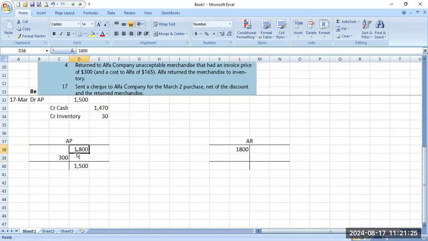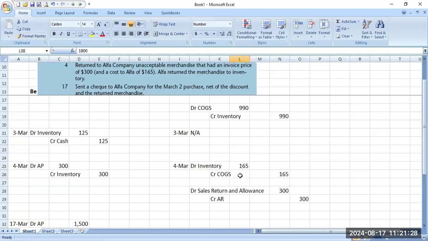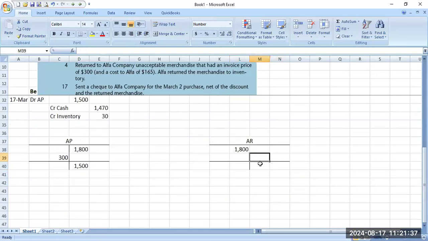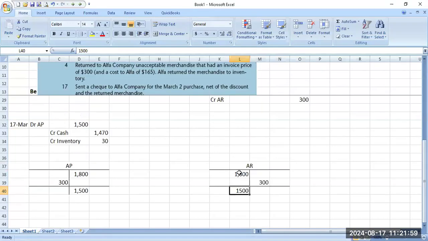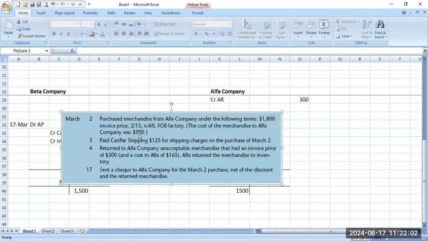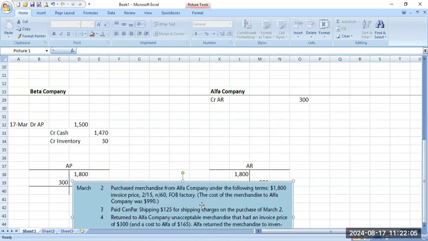But what happened is they give them a discount, a sales return allowance for $300. So in total, they're supposed to collect 1,500. But are they going to collect 1,500? Obviously not. Why? Because they give them another 2% if they pay within 15 days, which in fact they paid.